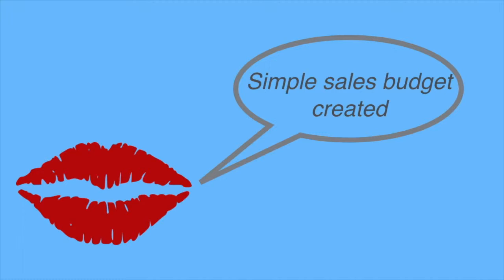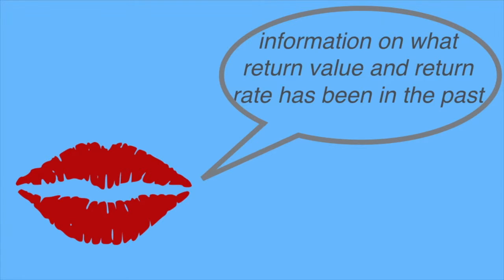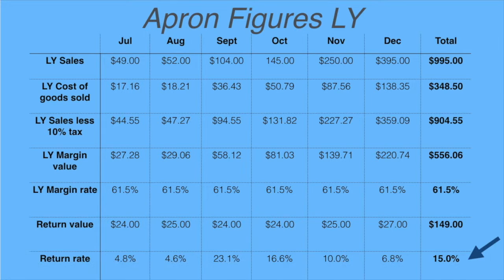With a simple sales budget created, let's now add the return value and rate we expect to see for the period we're budgeting for. Starting point would be to gather historical information on what the return value and return rate has been in the past. Still using last year's figures, we had a return value of $149 for the period, which translates to a rate of 15%.